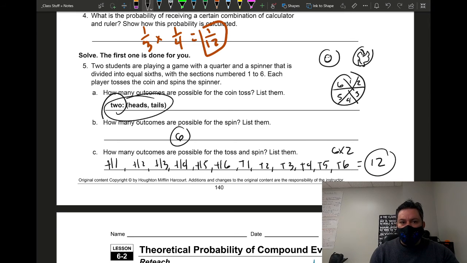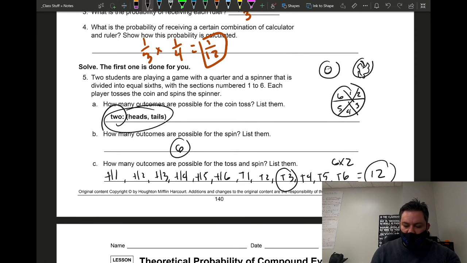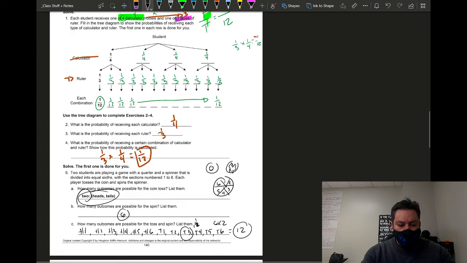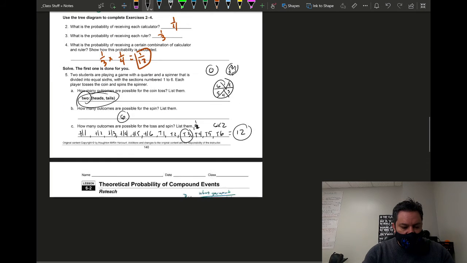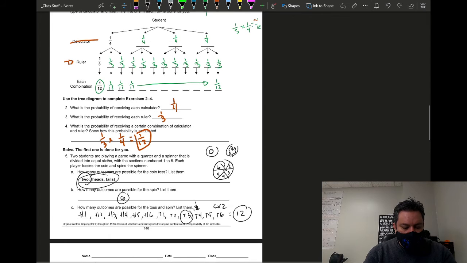Now, what is the probability of getting tails and a 3? Let's look at it. Tails and 3 is only 1, right? So that will be 1/12. So if they ask you for something else, you can easily come up with that. So that is this one: tree diagrams and total possible outcomes on combined probability.